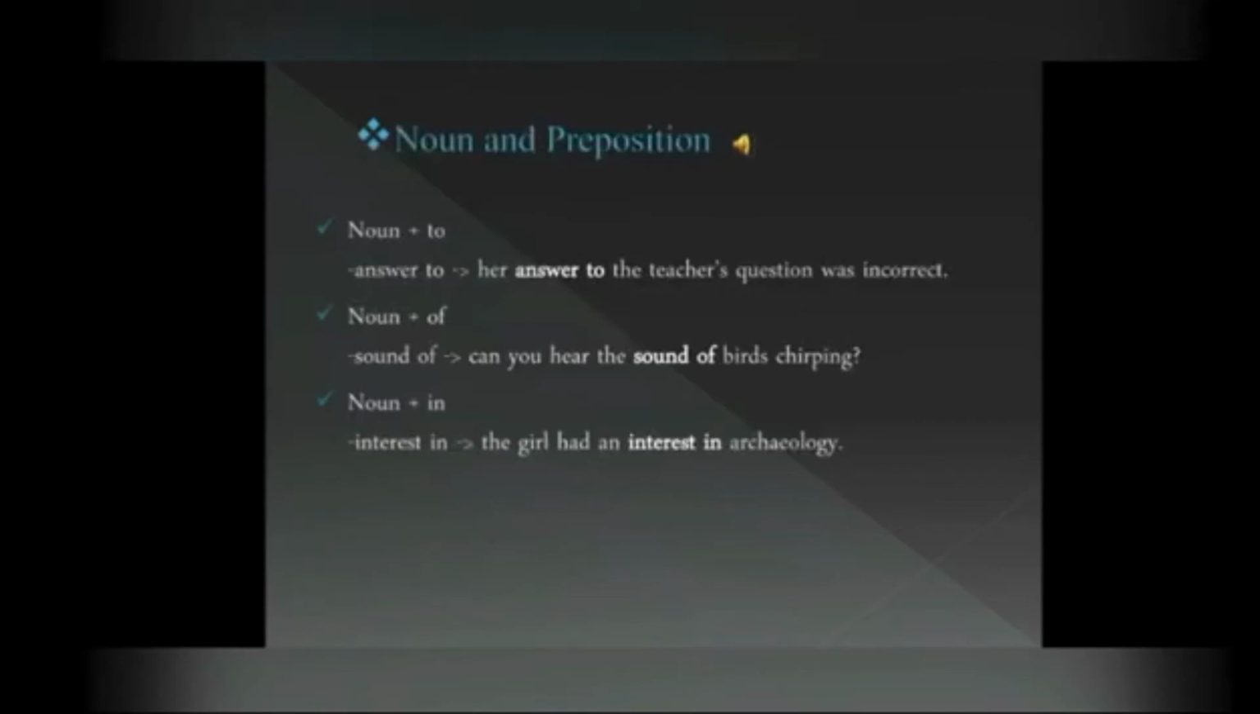Noun and preposition. First, there is noun plus to. For example, answer to, and the sentence is her answer to the teacher's question was incorrect. And next, noun plus of. For example, sound of, and the sentence is can you hear the sound of birds chirping? And last, there is noun plus in. For example, interest in, and the sentence is the girl had an interest in archaeology.